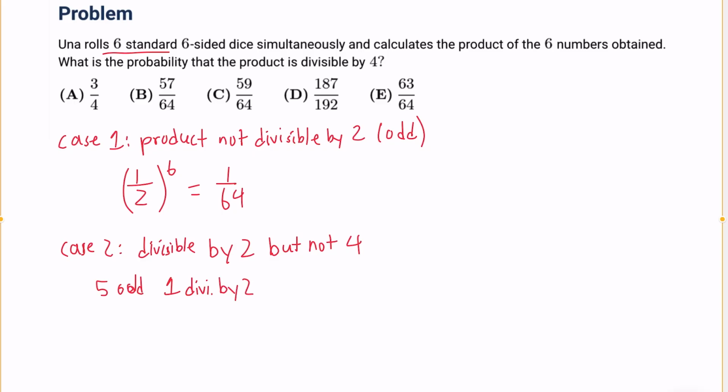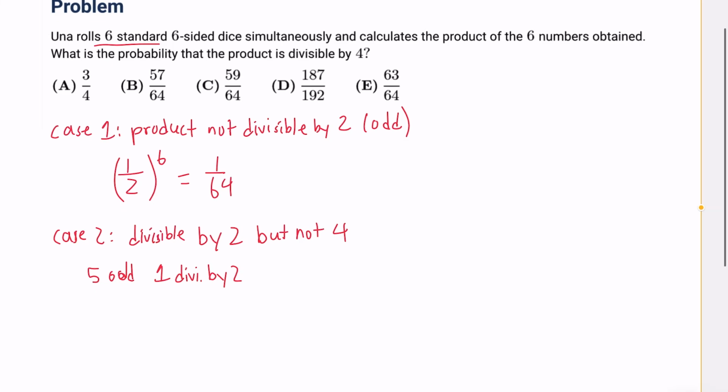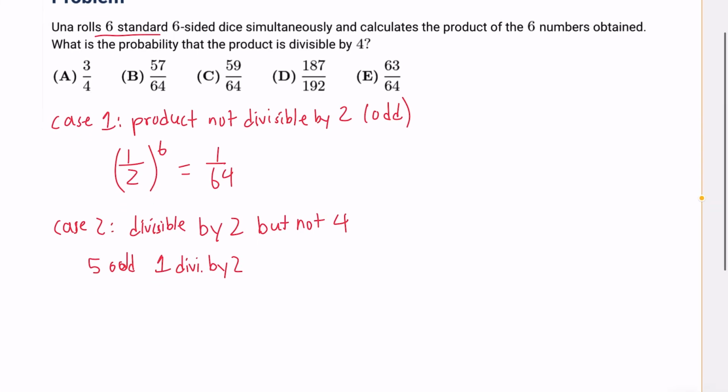Let's go with the odd numbers first because we just did that. For each die, we have a 1/2 chance of it being an odd number, and so we have 1/2 raised to the 5th power because we have 5 numbers that want to be odd. And then we can multiply it by 1/3. The 1/3 is because there's a 1/3 chance that we roll a number that satisfies the second condition, which is that it's divisible by 2 and not 4.